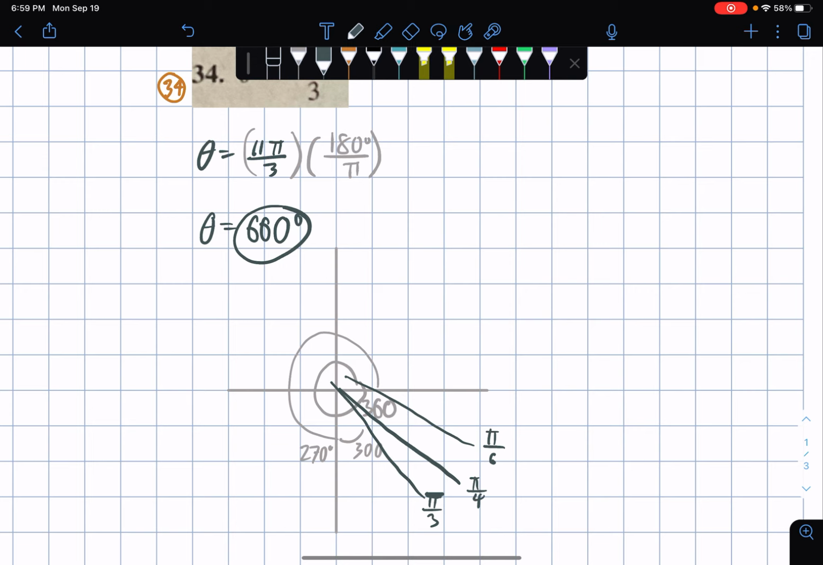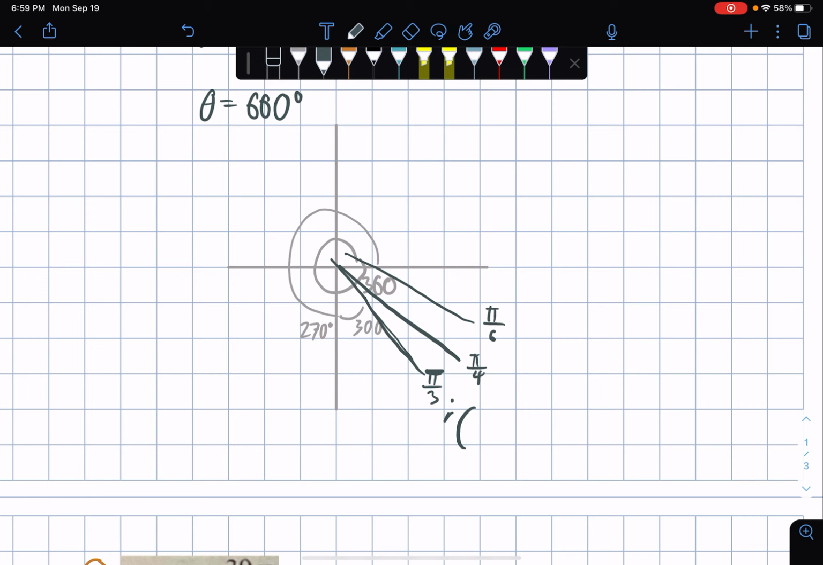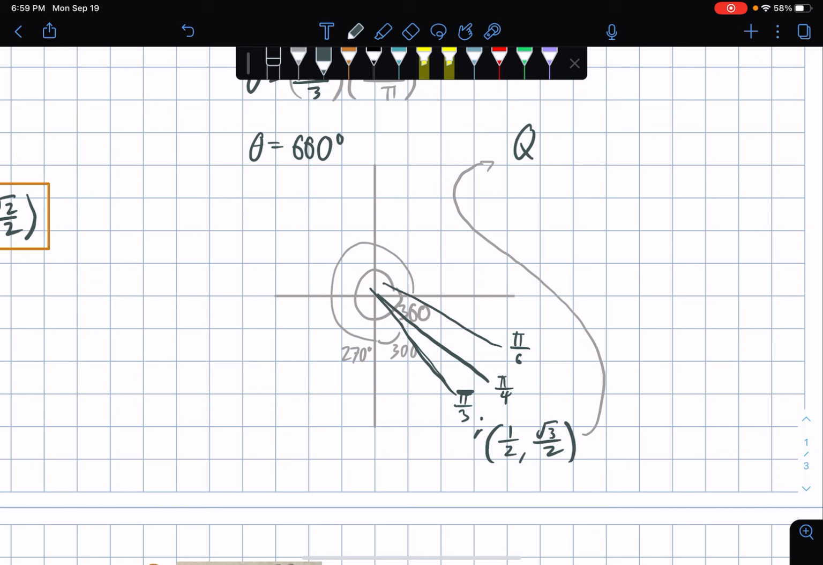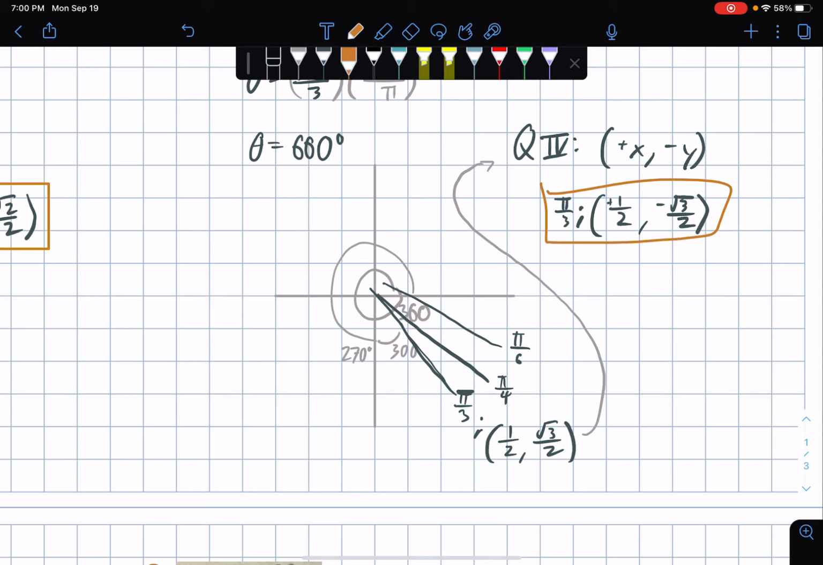So, ending at 300 degrees, it landed perfectly at pi over 3, which has the associated values of 1 over 2 and the square root of 3 over 2. So, let's put those values. Our theta is in quadrant 4, wherein x is positive and y is negative. So we have positive 1 over 2 and negative square root of 3 over 2. And just put a semicolon and pi over 3 beside it. This is the final answer.